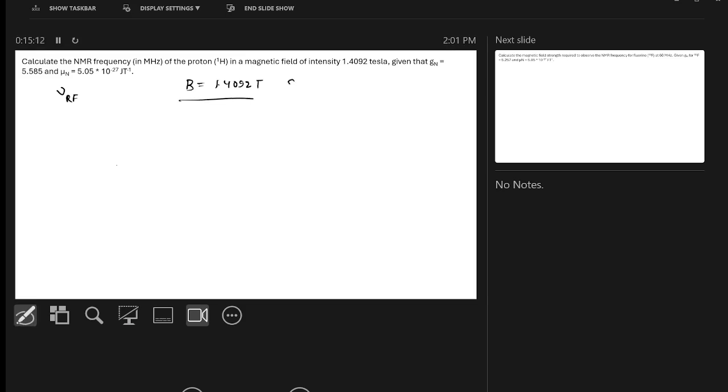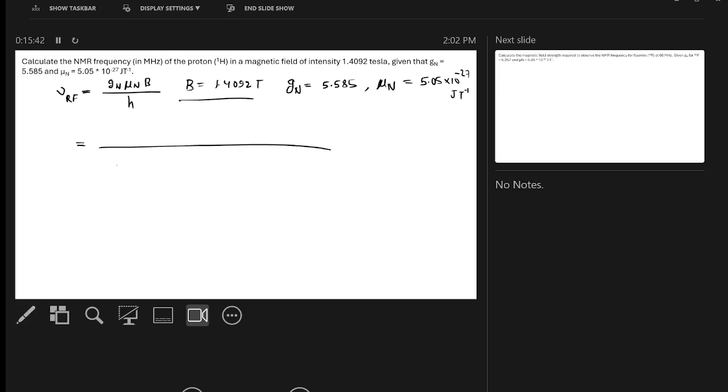And what is your g_N? g_N is 5.585 and mu_N is 5.05 times 10 to the power minus 27 joule per Tesla. So you know that this is nothing but g_N mu_N B by h. So we can substitute all the values. It's pretty simple.